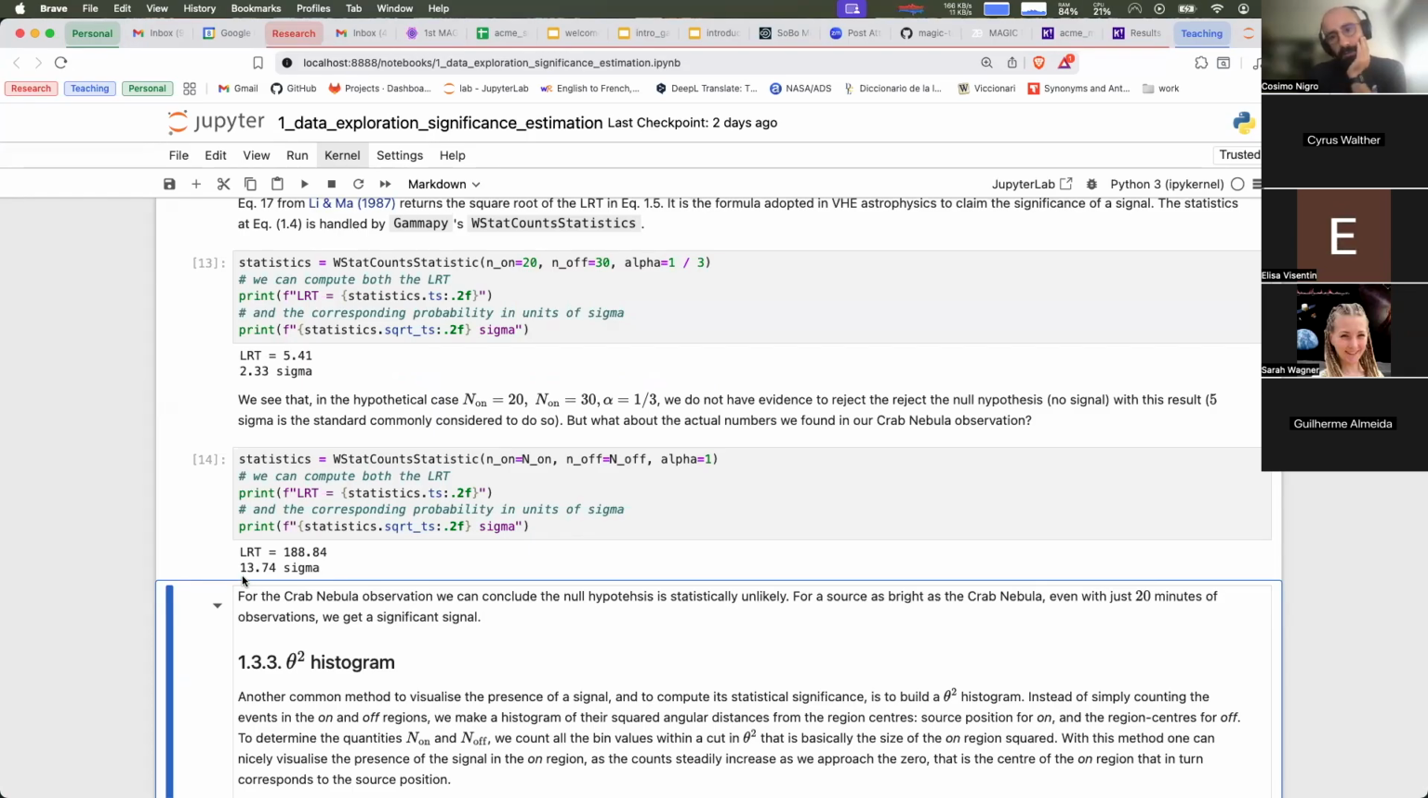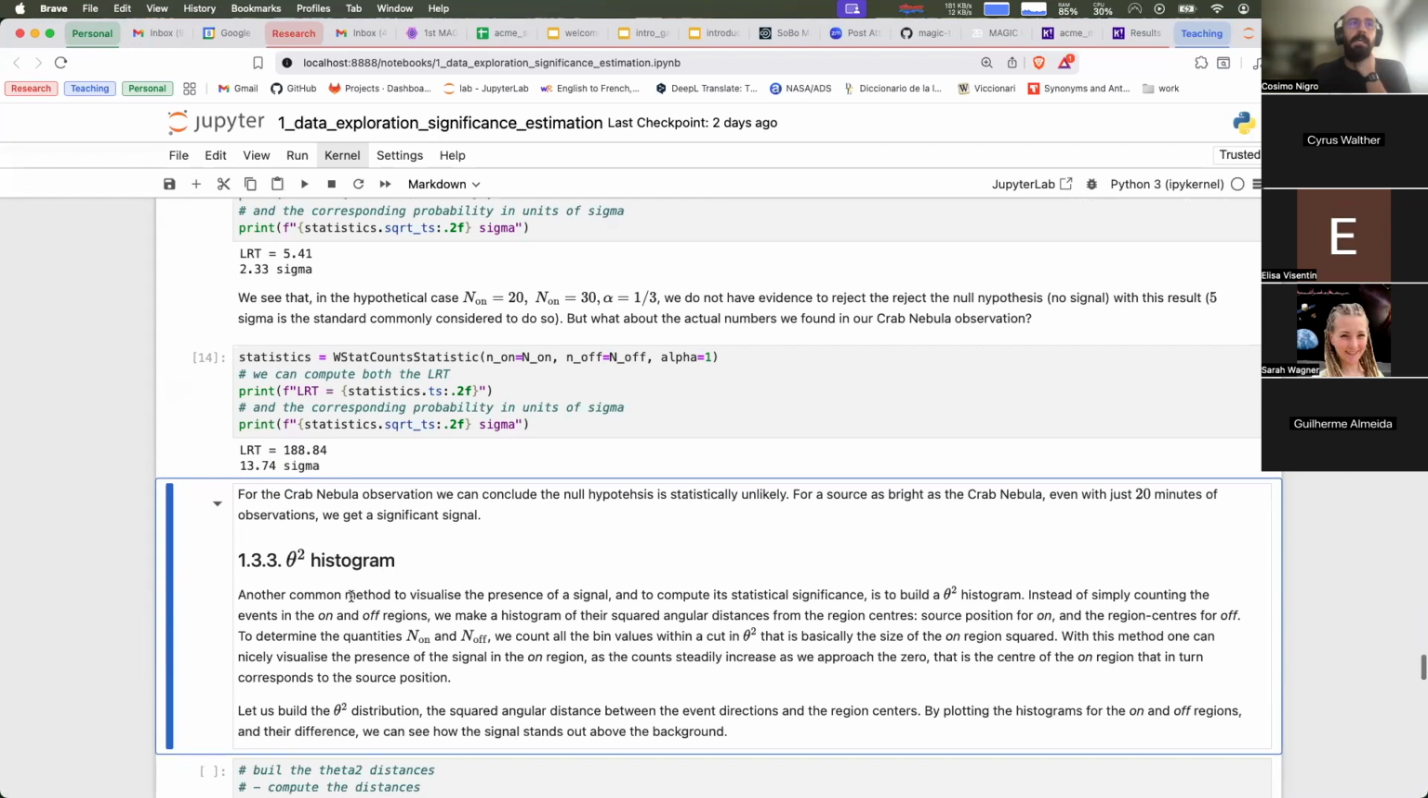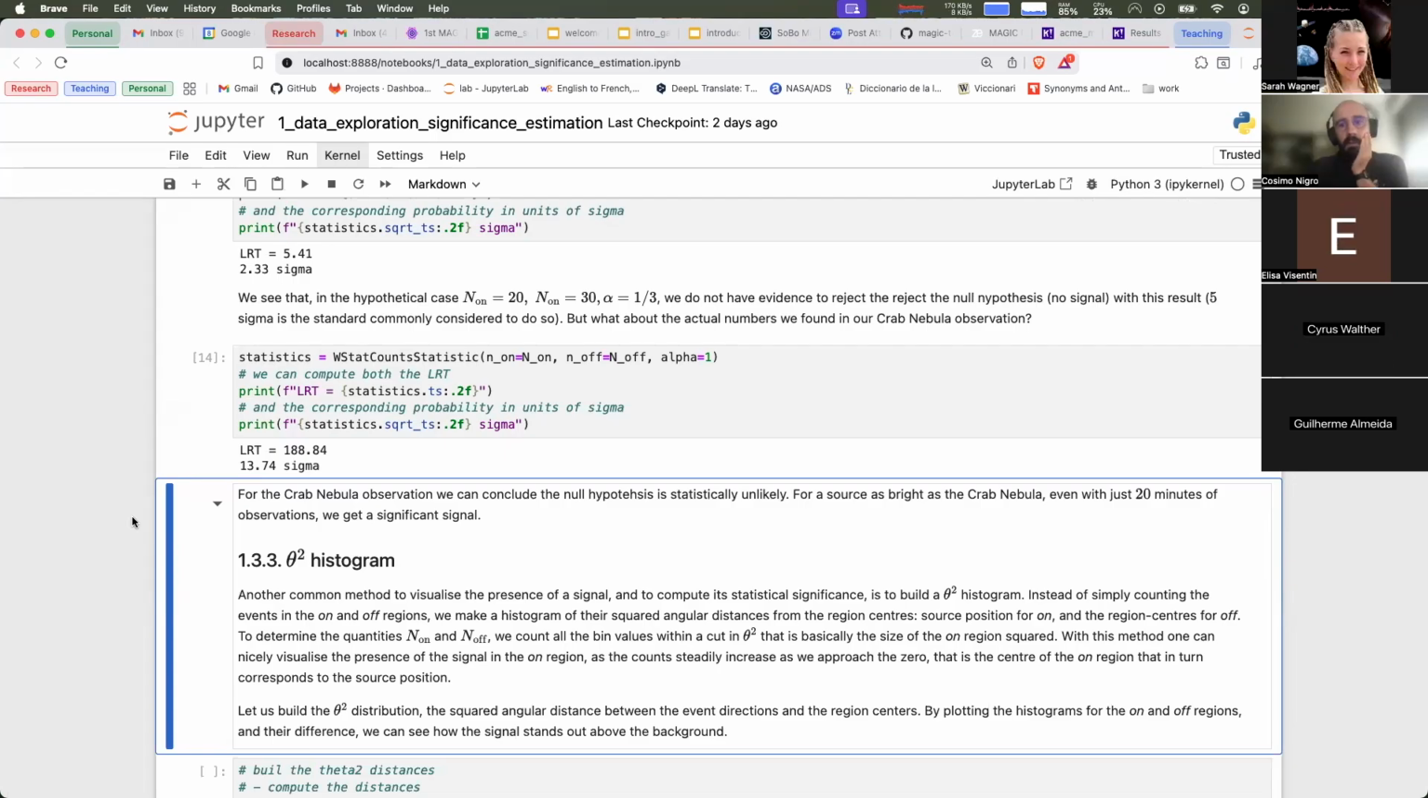Okay, so I really wanted to highlight a bit how we use the likelihood, and especially how bright the Crab is. See that just with one observation of 20 minutes, we already got 13 sigma. So very strong evidence for the presence of signal. Any questions so far? These are concepts that were already explained in Giacomo's video. If you have any other question, let me know.